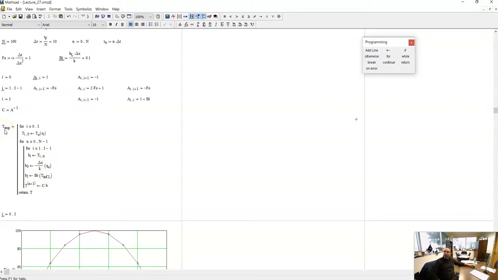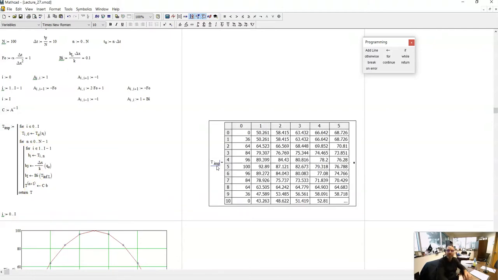We call it TIMP for implicit, that has as many rows as the number of nodes and as many columns as the number of time steps. So if we print here what T implicit is, as you can see, we have 11 rows. That is the number of nodes.